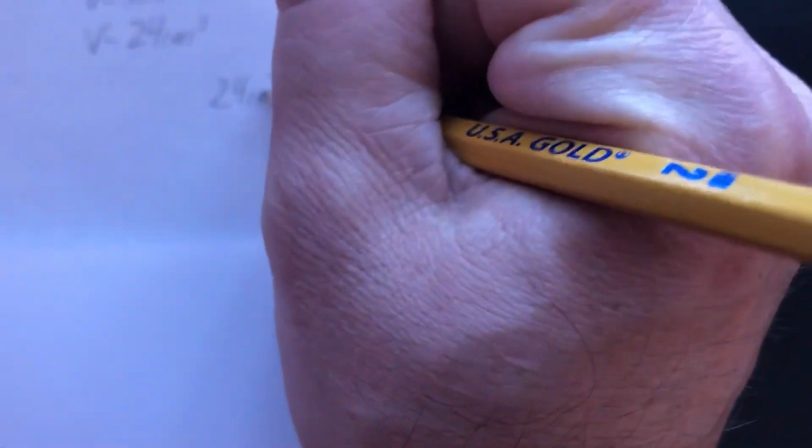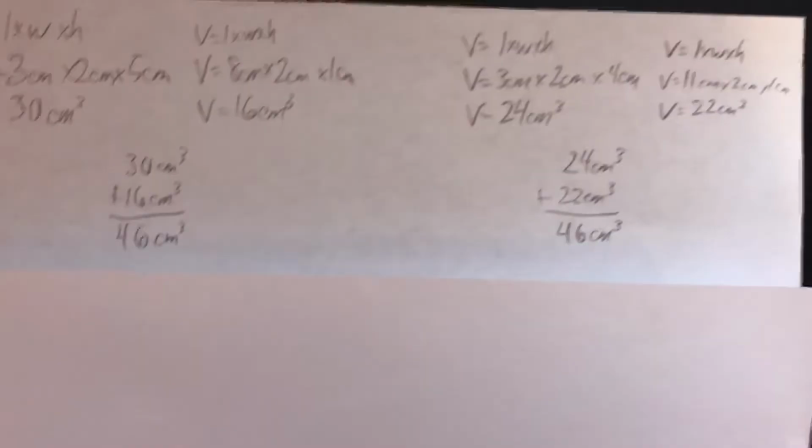Don't forget to find the total volume by adding together 24 cubic centimeters plus 22 cubic centimeters gives us a total of 46 cubic centimeters. Okay, so we got the same volume decomposing both ways. So I'm confident in my answer.